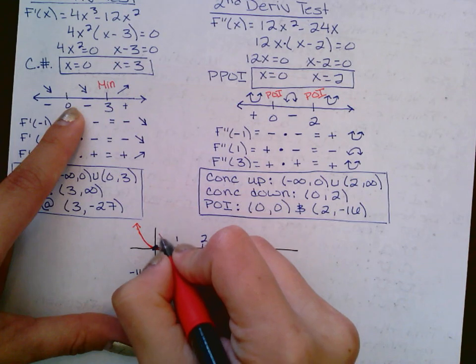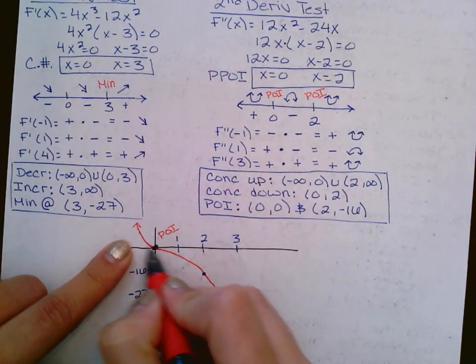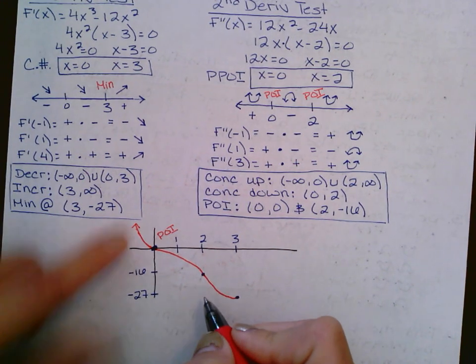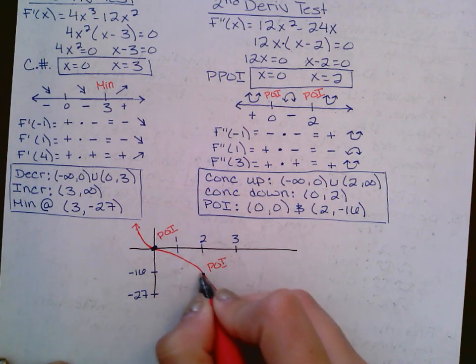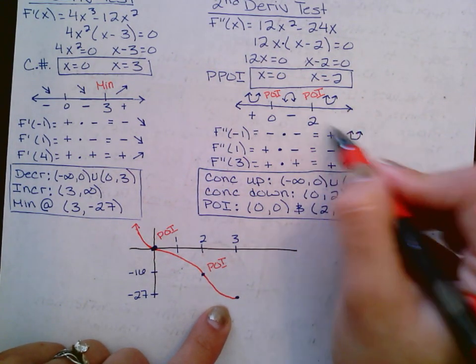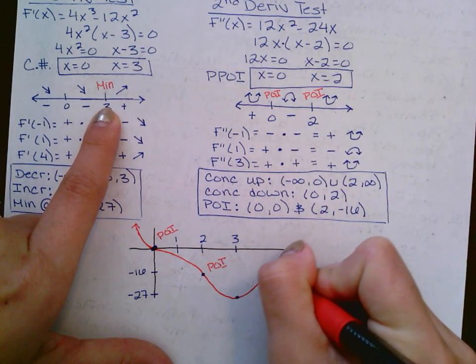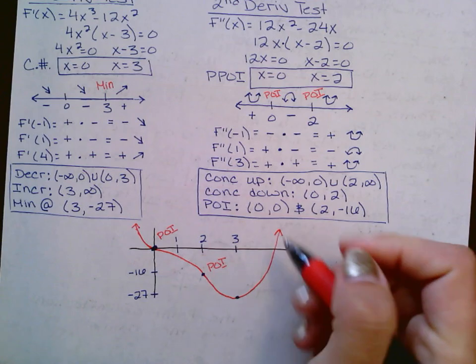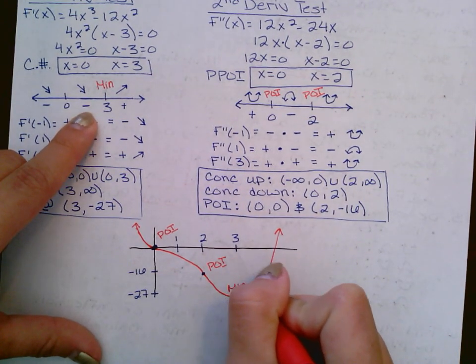So we see the POI here, right? The point of inflection. You can see that it changes from concave up to concave down. We can see the POI at 2, the point of inflection, because I went from concave down to concave up. And now I'm still concave up here, but I do change to increasing. Okay. And we can clearly see that 3 was our min.